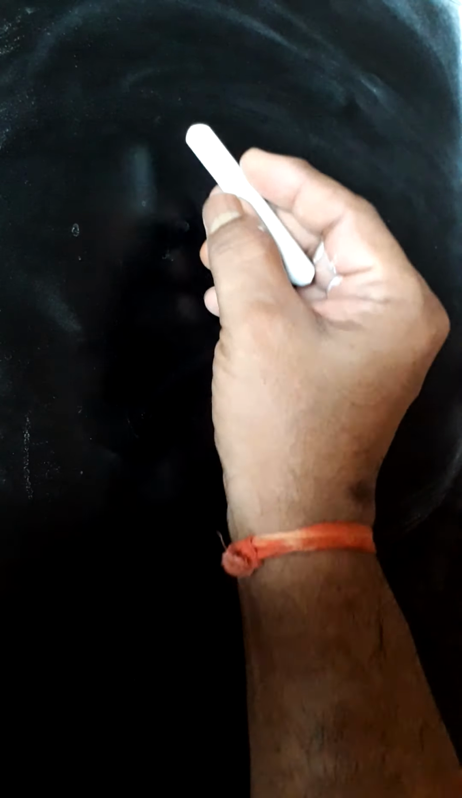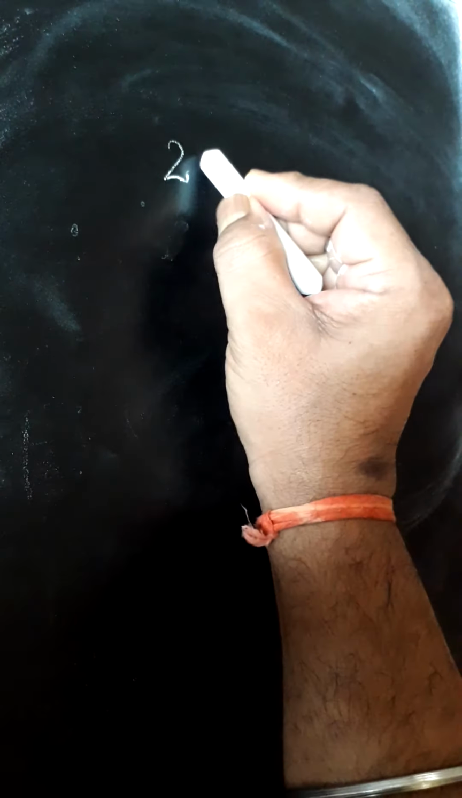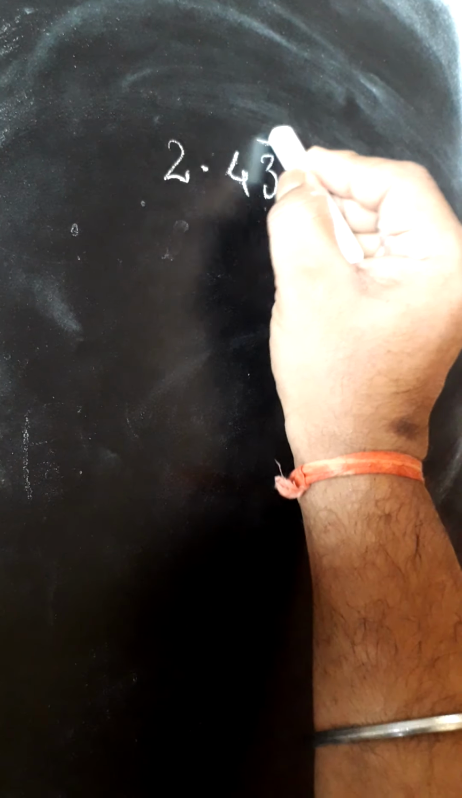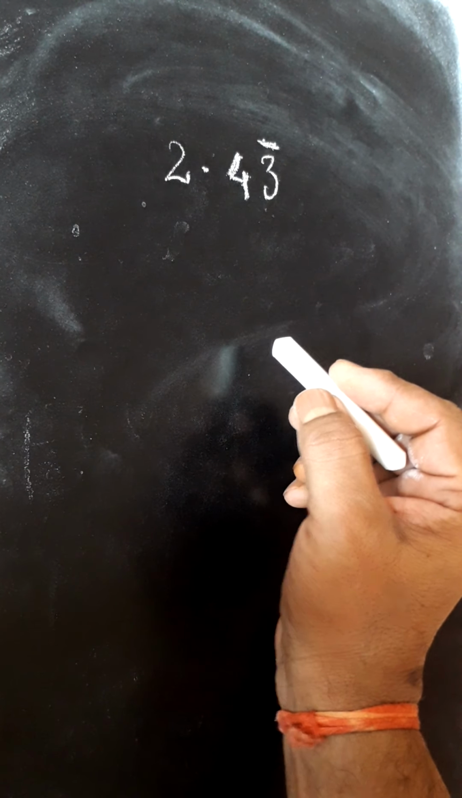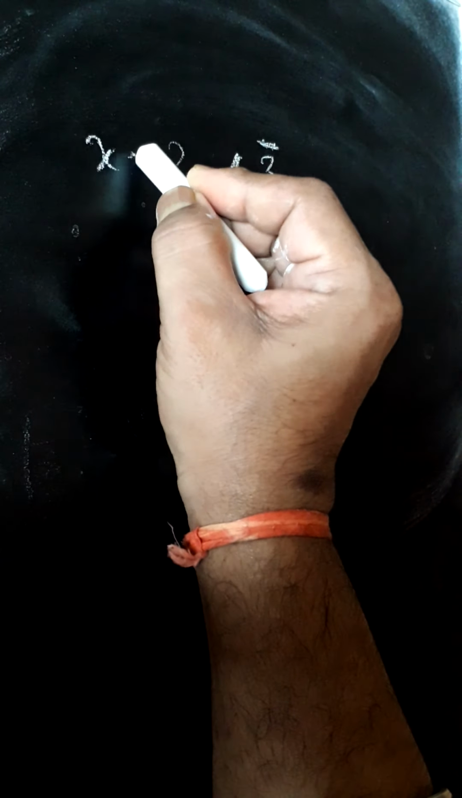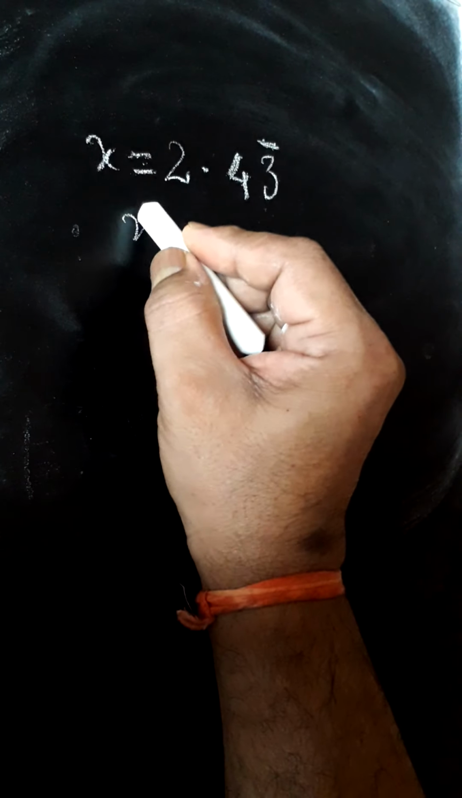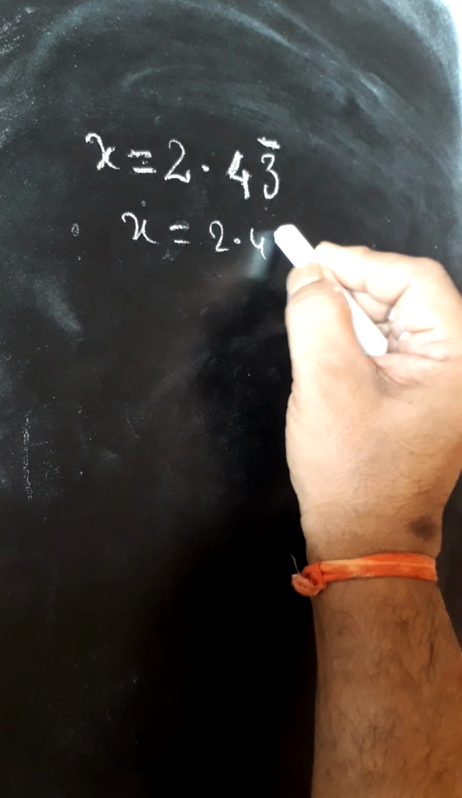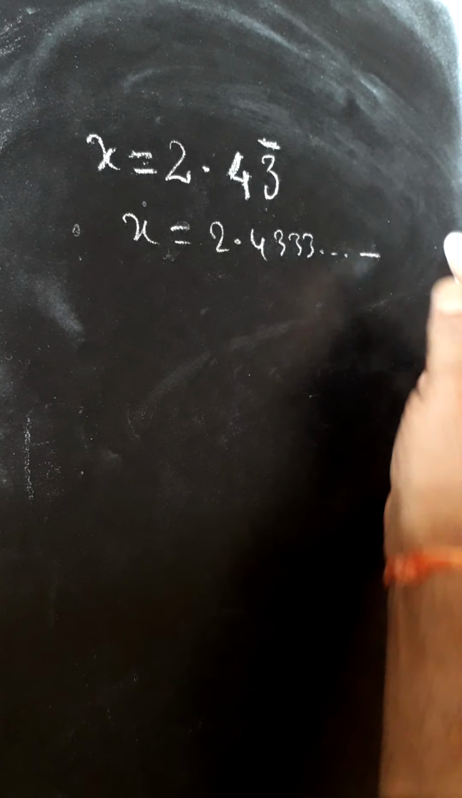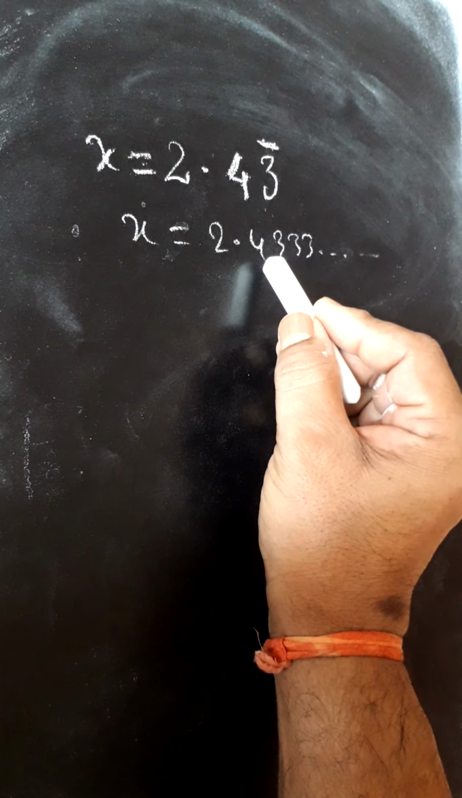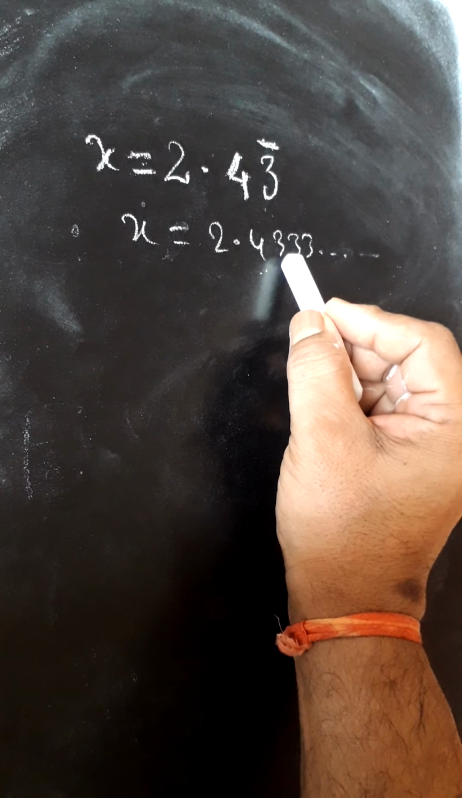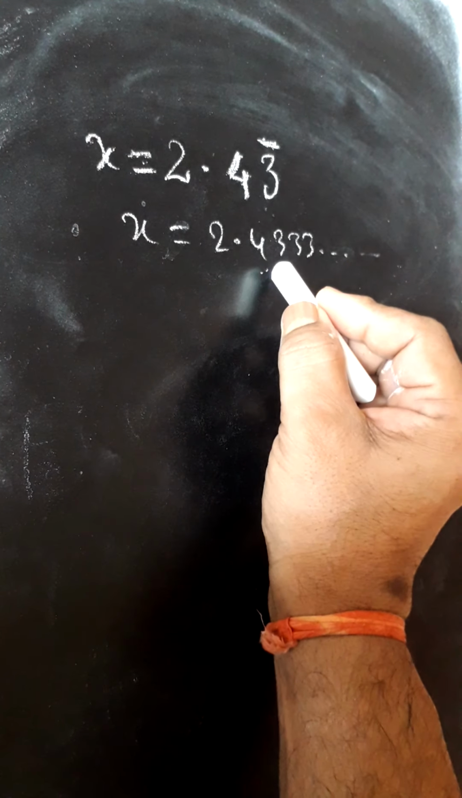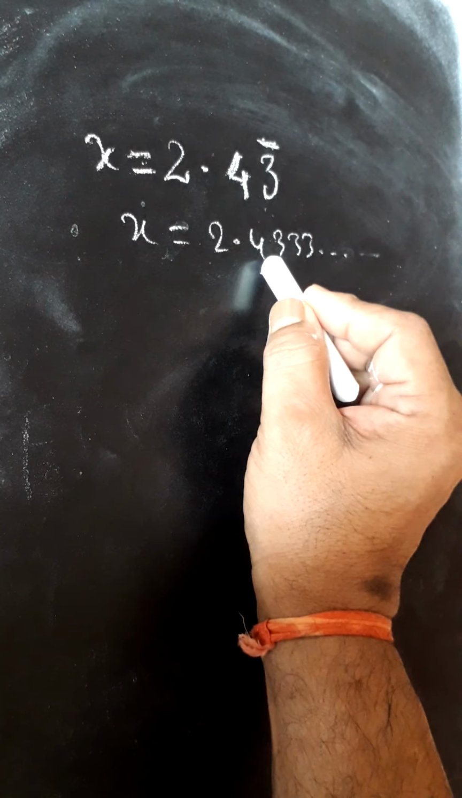We are going to see how we can convert a decimal like this, with some digits having recurring and some digits not having recurring, into a fraction. Let it be x. Here it can be written as x is equal to 2.4333 and so on. Here we can see one digit does not have recurring and one digit has recurring. First we will bring this digit without recurring to this side.